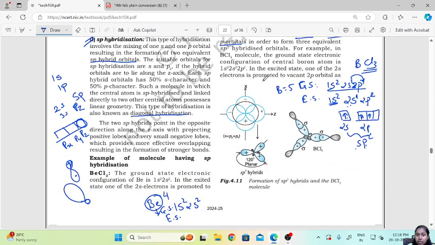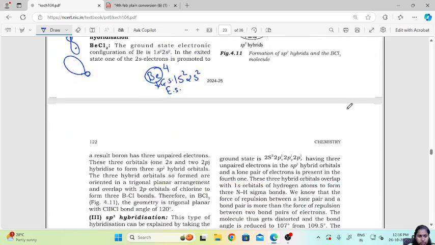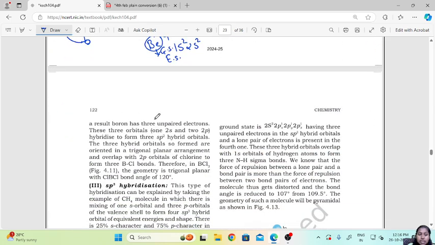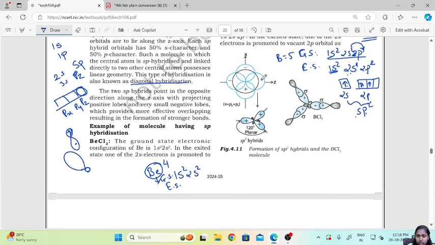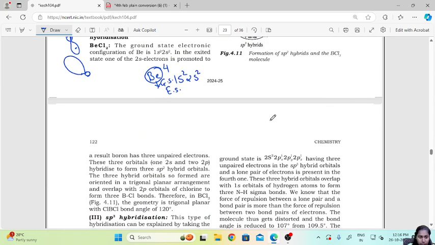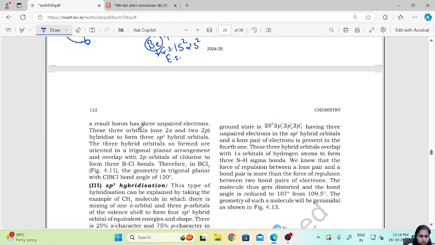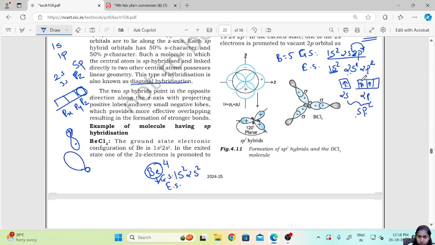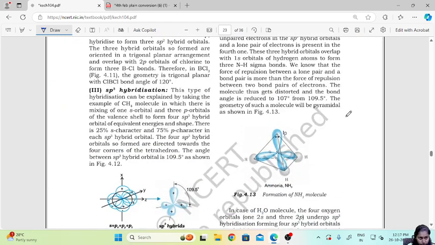The same thing with the structure. In the excited state, one of the 2s electrons is promoted to a vacant 2p orbital. As a result, boron has 3 unpaired electrons. Yes or no? 3 unpaired electrons, 1 in 2s and 2 in 2p orbitals. Now these 3 orbitals hybridize to form 3 sp2 hybrid orbitals. Now how 3? 1, 2 and 3. So 3 sp2 hybrid orbitals.